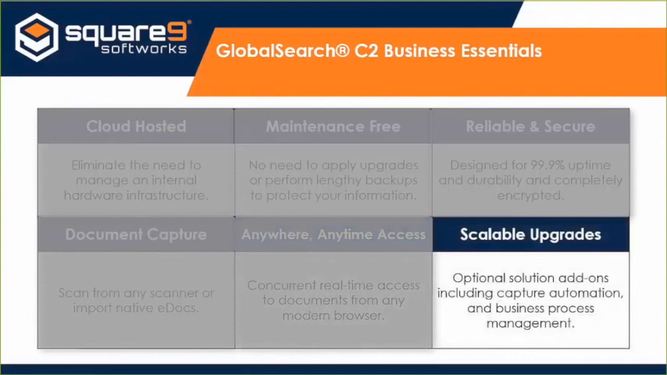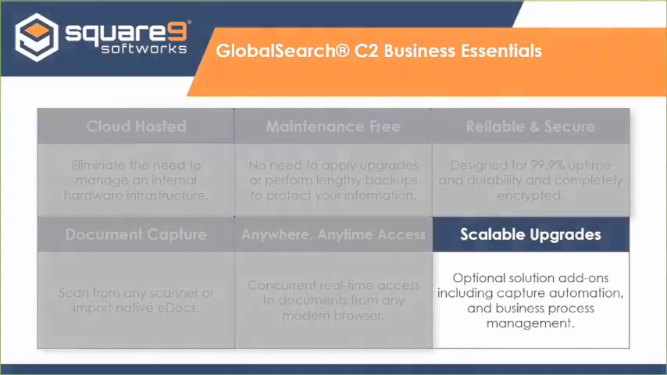And as we discussed, this solution is scalable. You can optionally add on solutions for capture automation, like our Global Capture solution that adds the ability to do optical character recognition to automatically process documents. You could add our workflow engine, Global Action, for business process management. That can be used to examine the criteria of documents and automatically route them through a workflow process.